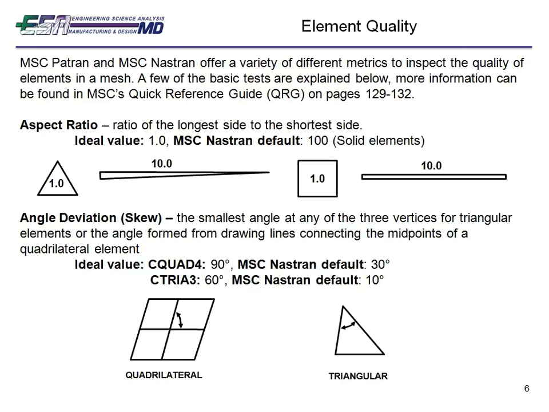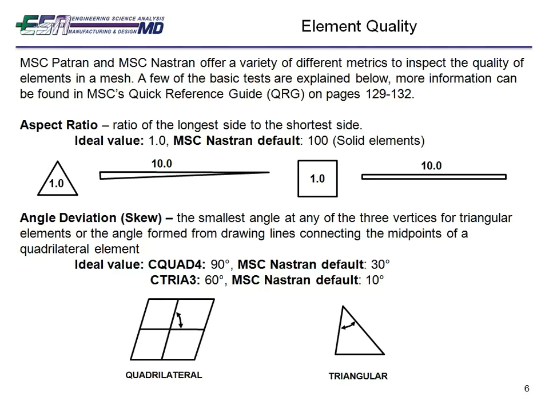So the first check is aspect ratio, which is simply the ratio of the longest side to the shortest side of an element, with an ideal value of 1. And there you see ideal elements for both triangular elements as well as quadrilateral elements, and skewed elements with aspect ratios of roughly 10. So MSc Nastran has a default for solid elements of an aspect ratio of 100.